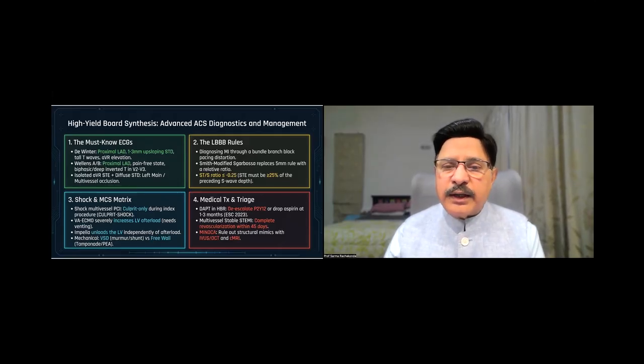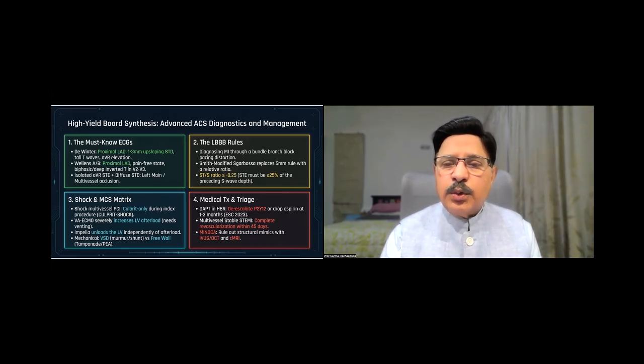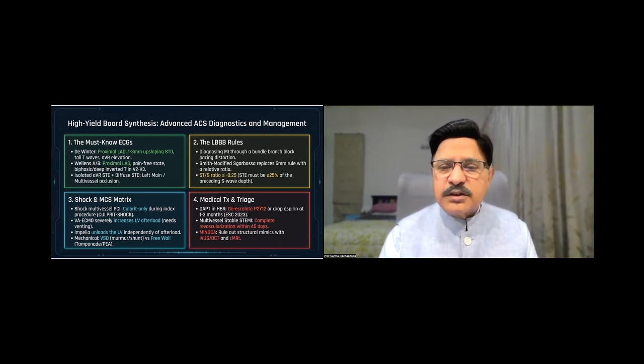Medical treatment triage: DAPT, double antiplatelet therapy, we have to give, and de-escalate in case of high bleeding risk. HBR is high bleeding risk. In case of high bleeding risk, you de-escalate to clopidogrel or you can go to SAPT, that is single antiplatelet therapy. So with this, the presentation is over.